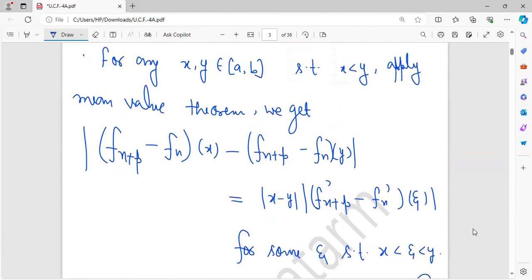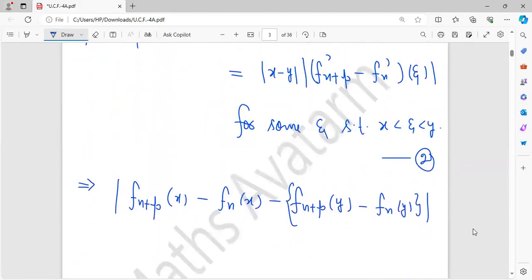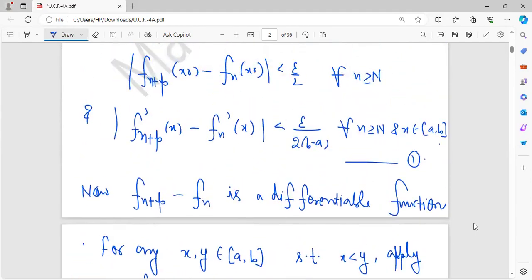Okay, from equation number 2 we are using here equation number 1. Using equation 1, we get what? This is equal to, we are solving equation number 2 and we are using equation number 1. So it will be x minus y. But xi is, because x and y are in interval AB, so xi will also be in closed interval AB. But from equation number 1, what we have? This is less than or equal to epsilon upon 2 (b minus a).